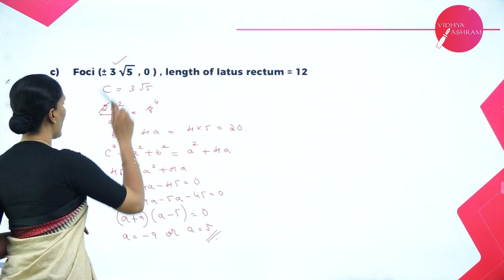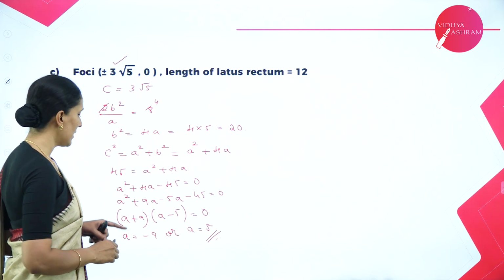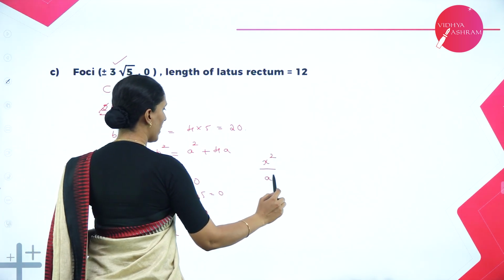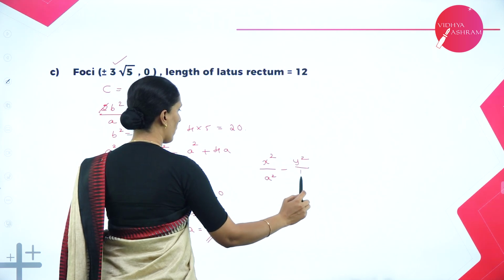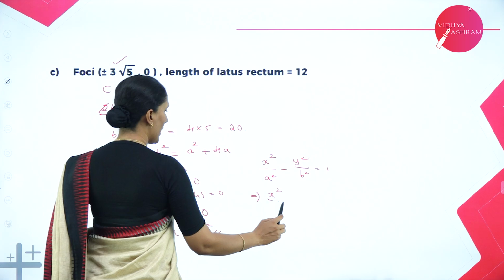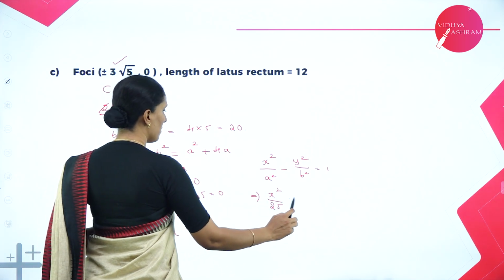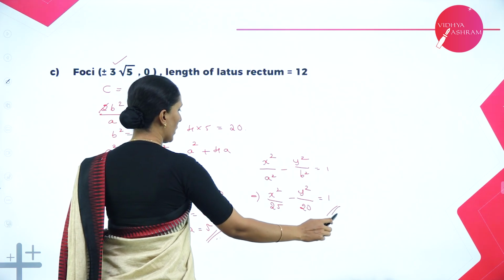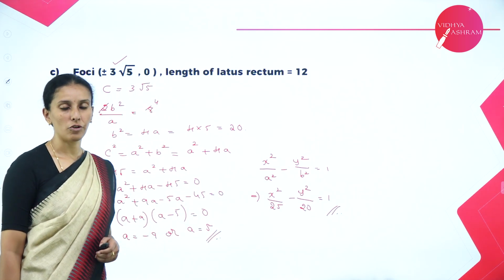Now since the foci lies along the x-axis, the standard equation will be of the form x square by a square minus y square by b square is equal to 1. So therefore this implies x square by a square 25 minus y square by b square 20 is equal to 1. So this is the required equation of a hyperbola.